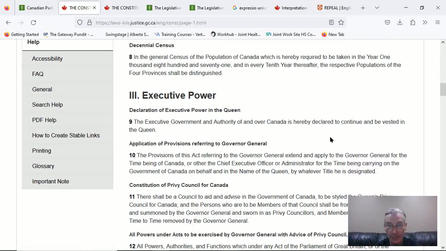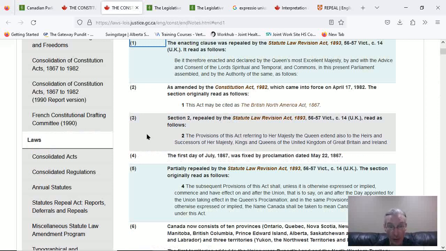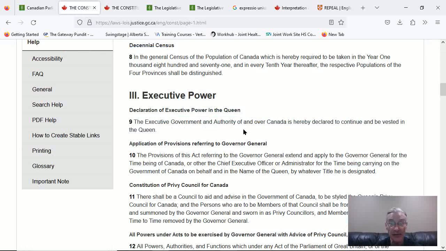Now, if we jump down to executive power, declaration of executive power in the Queen. The executive government and authority of and over Canada is hereby declared to continue and be vested in the Queen. Queen Victoria. Queen Victoria died in 1901, and as we can clearly see, Section 2 extending Queen Victoria's executive government and authority of and over Canada no longer extended to her heirs and successors.